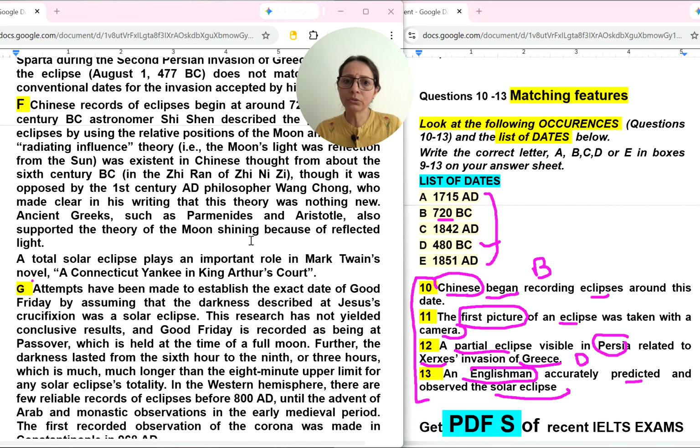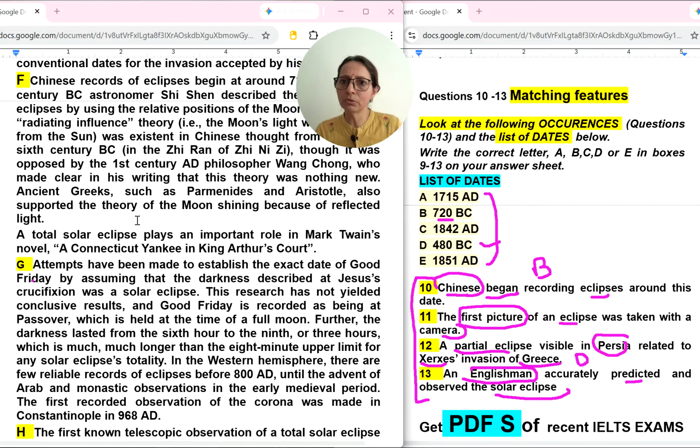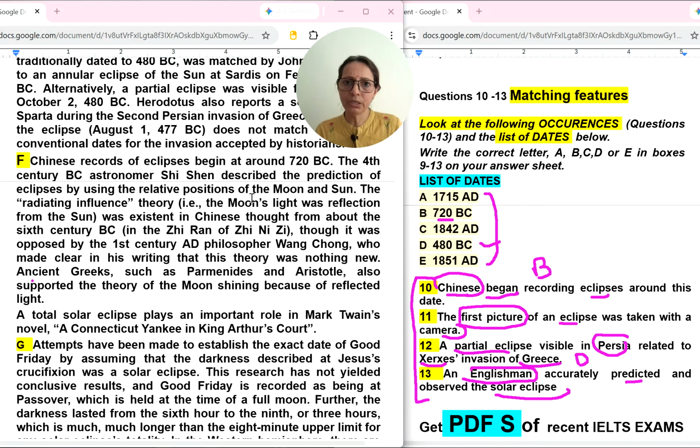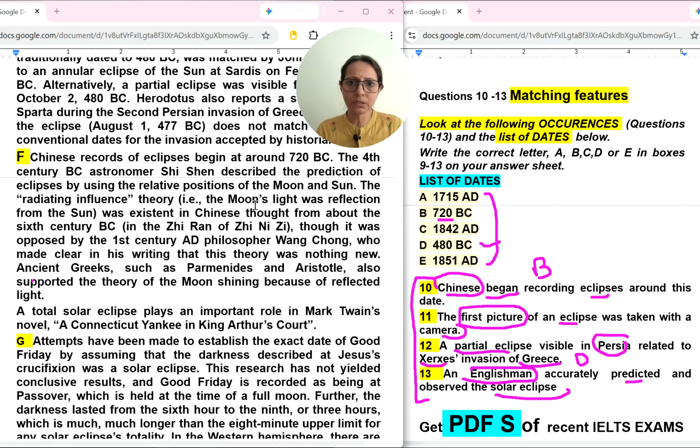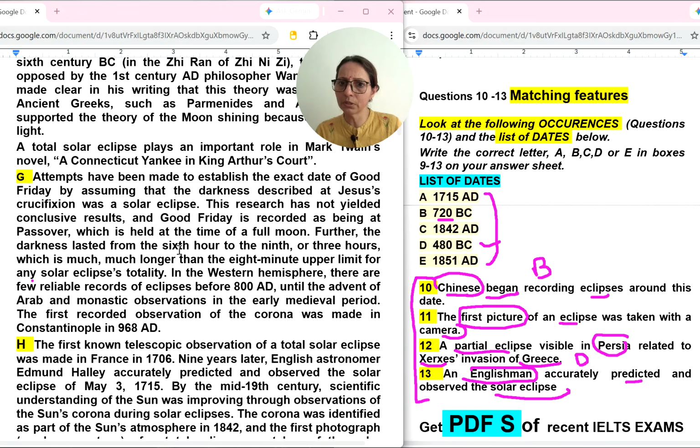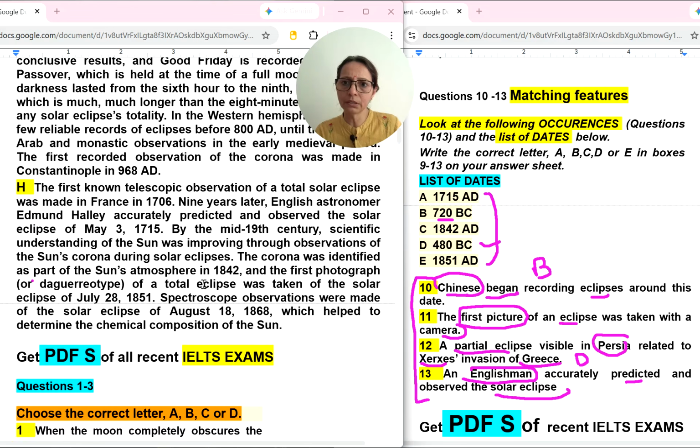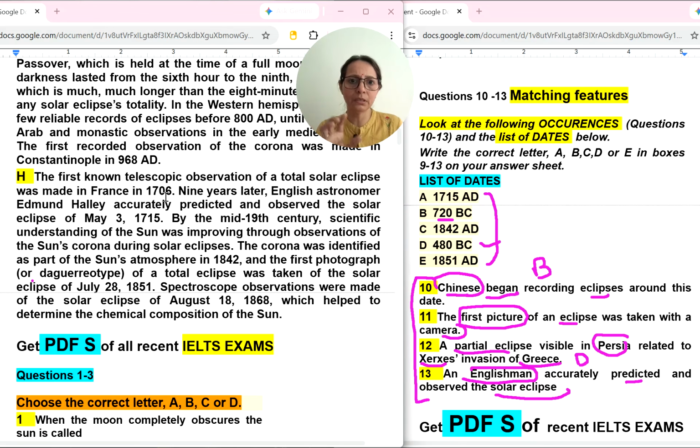Now we have gone through this. Coming to 720, it is gone. 4th century BC, no, nothing is relating to the 4th. 800 AD is given, 968 AD is given, okay, 1715 is given, let's read it, and 1842 is also given. Okay, let's find it. The two dates we have got.